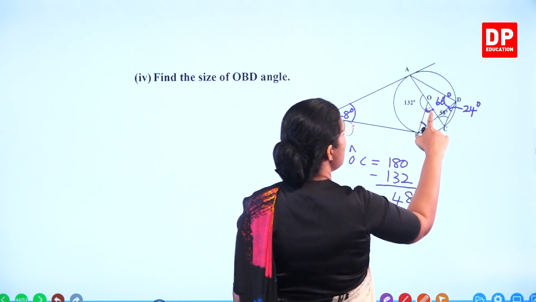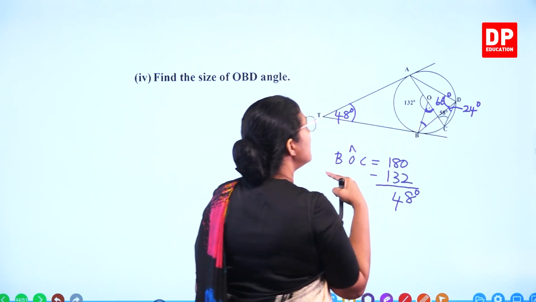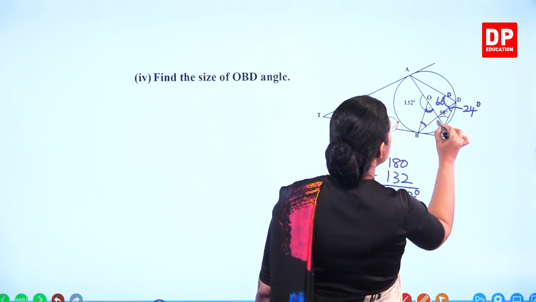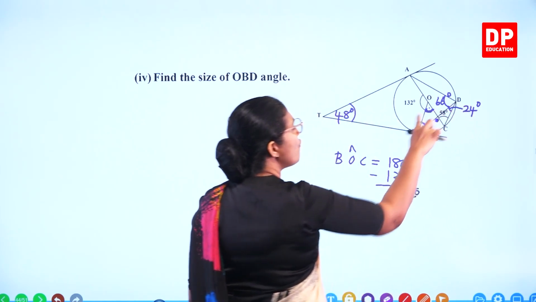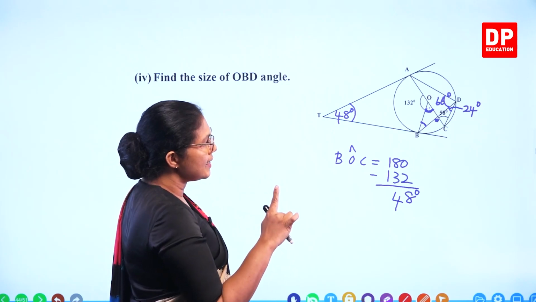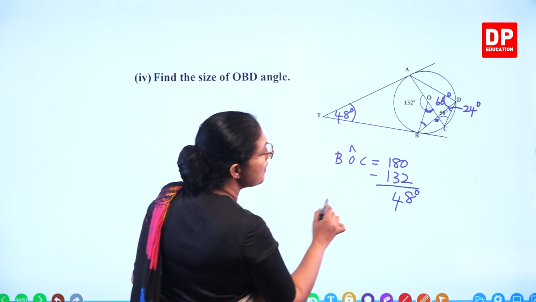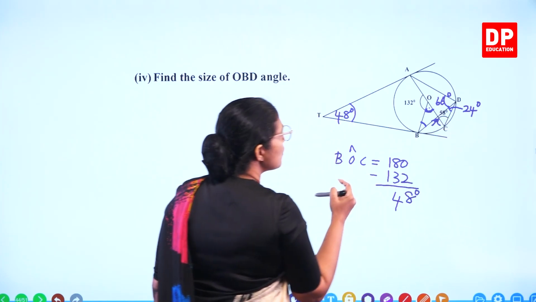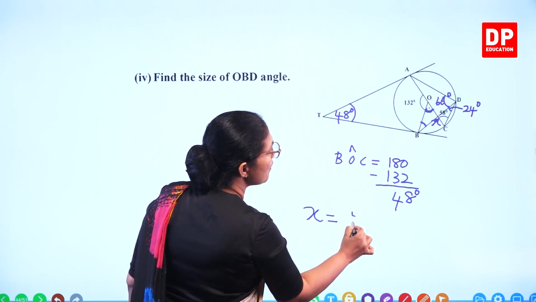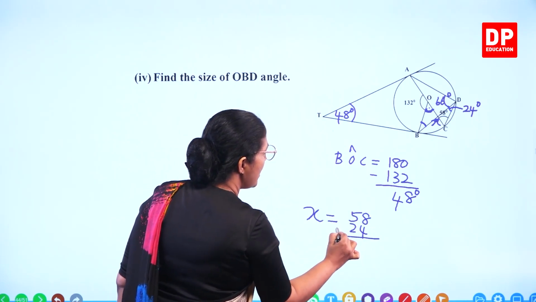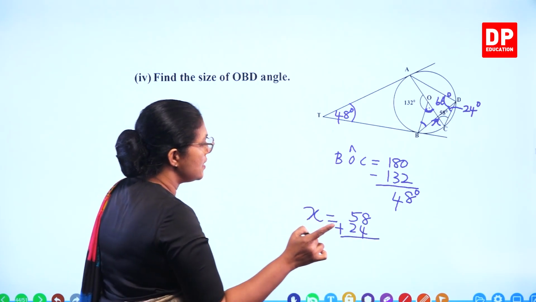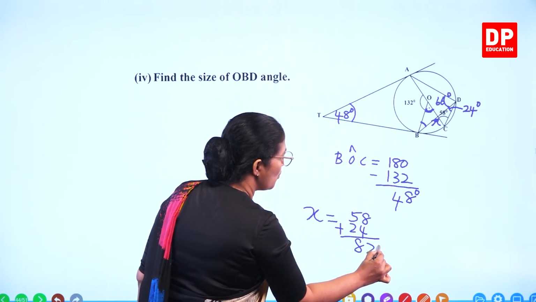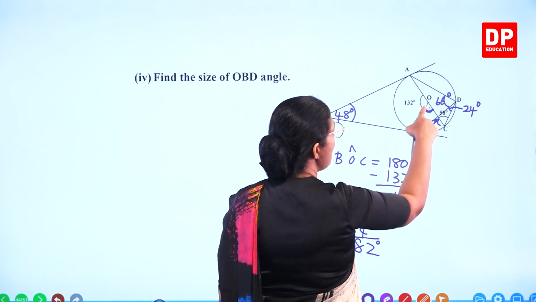48. This is 48, and here this is 48, and you need this angle. What do you know about this angle? The sum of 58 and 24 is that angle. So first B. There's no letter here, so we'll put X or something. So X angle is 58 plus 24, the addition of opposite interior angles. 82.